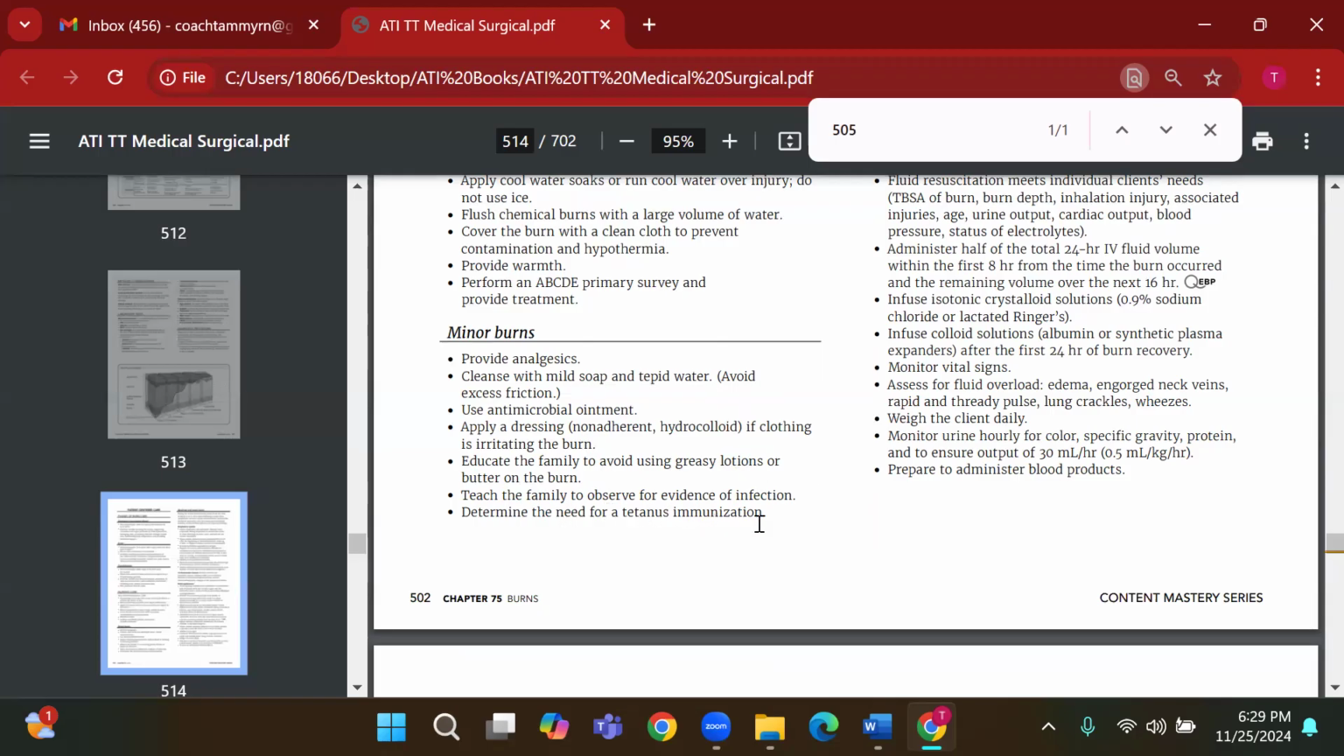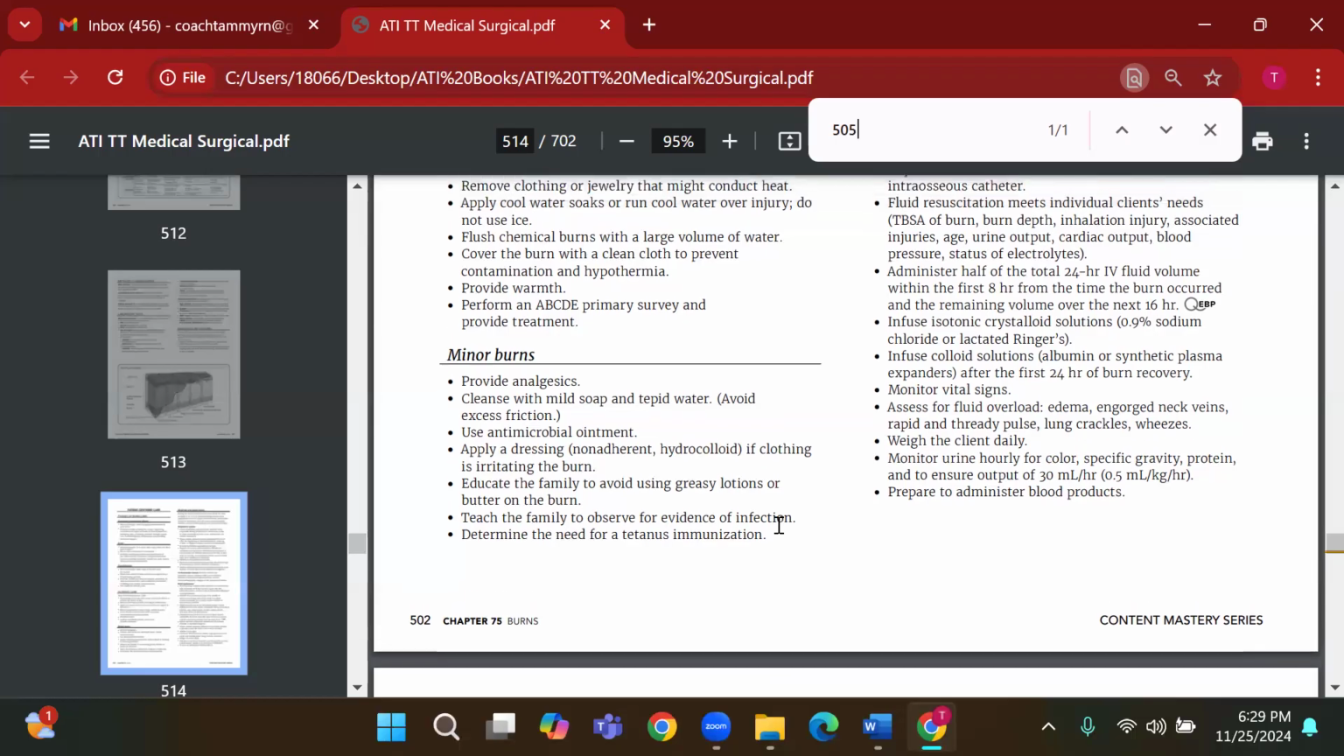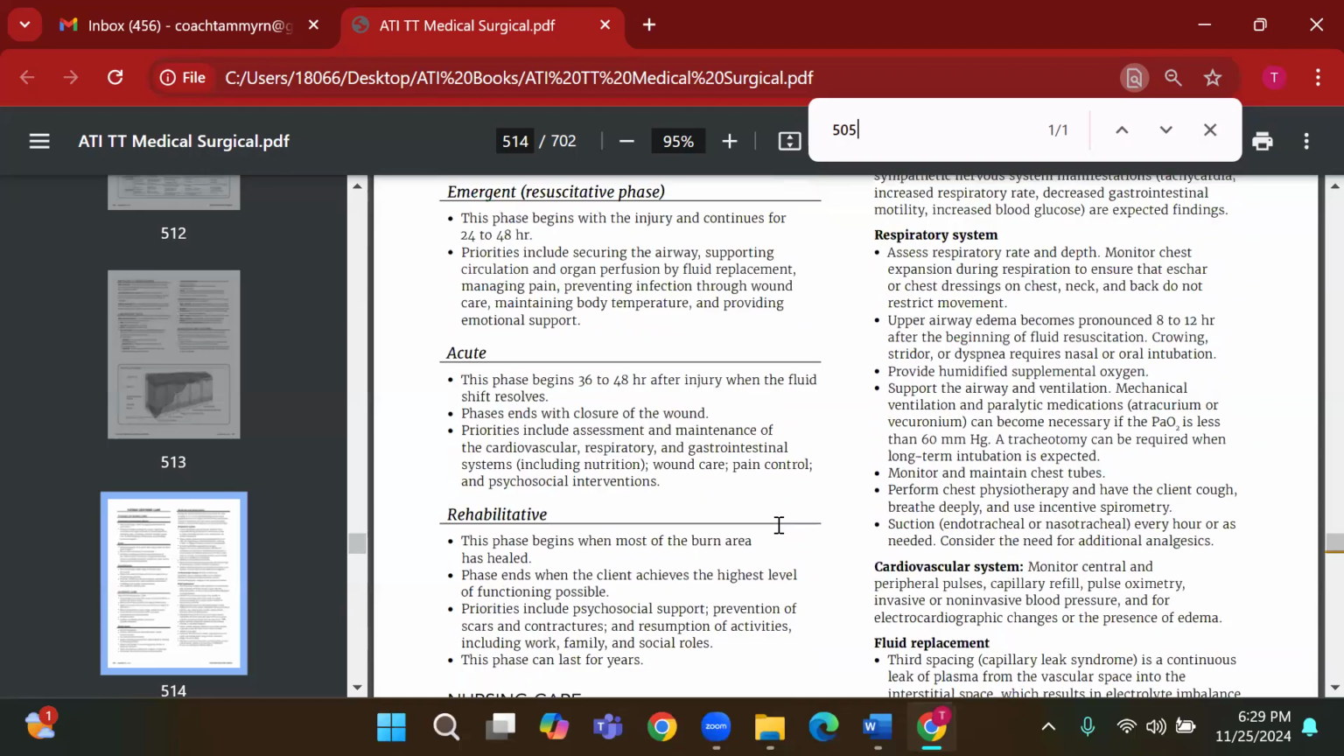Teach the family to observe for evidence of infection, and it says determine the need for a tetanus immunization. Now, I think that might show up on your exam. Whenever there's a burn, a lot of times people do not realize that you need a tetanus vaccine if you don't have a current one. They'll give you one anyways, even if it is current. You need to have a tetanus immunization.